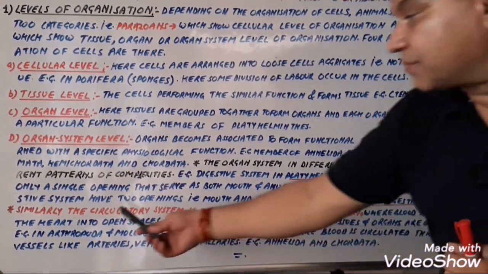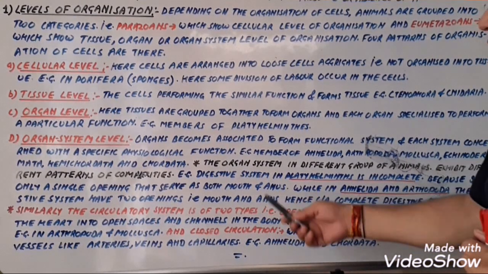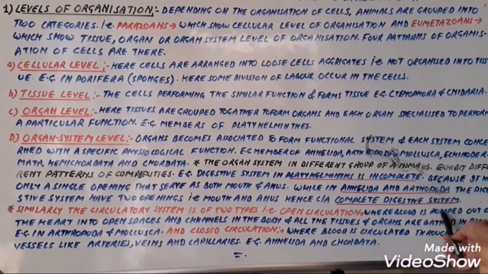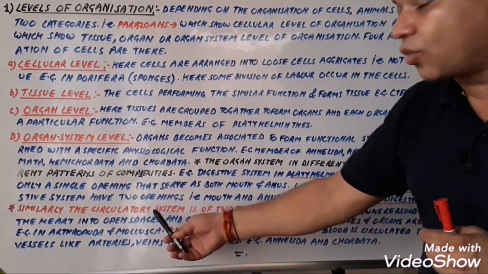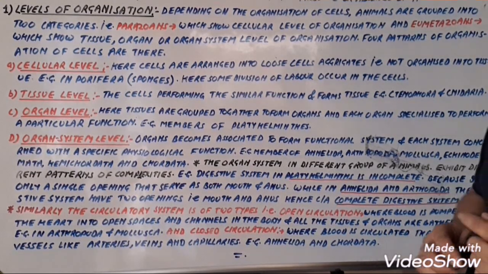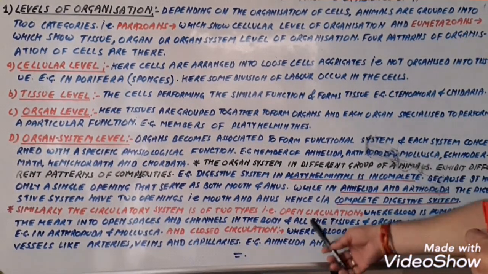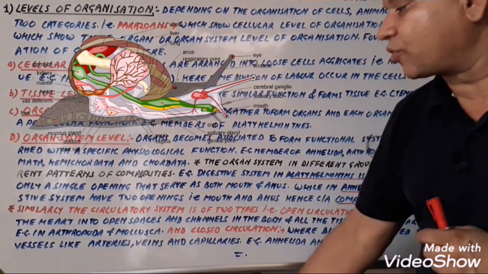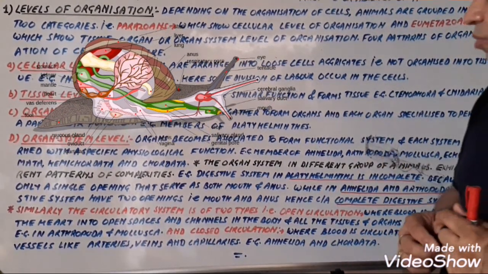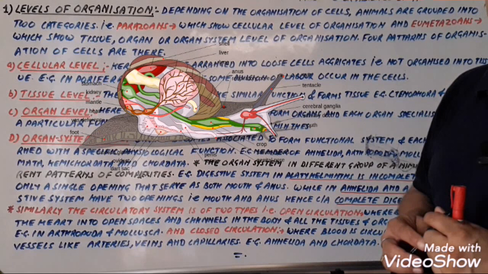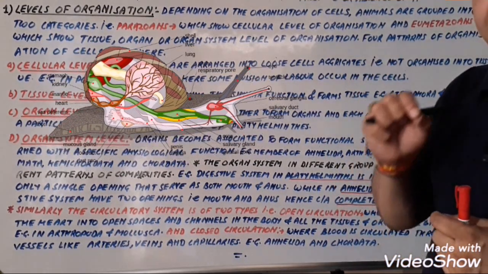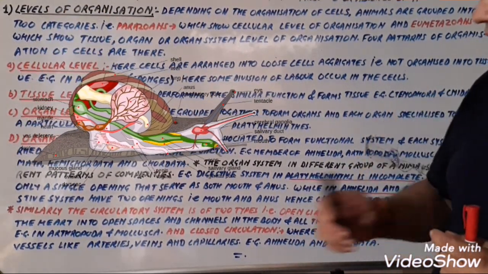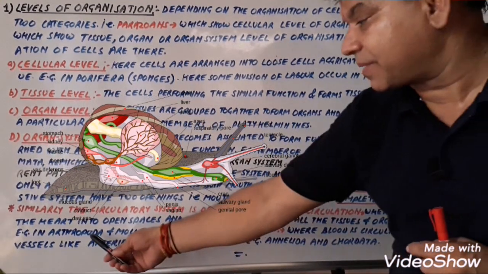Now similarly, the circulatory system is of two types. First is the open circulatory system, where the blood is pumped out of the heart into open spaces known as lacunae, and channels in the body, and all the tissues or organs are bathed in the blood. For example, in Arthropoda and Mollusca, an open type of circulatory system is there, because blood pumps openly throughout the body. Hence it is known as an open circulatory system. For example, Arthropoda and Mollusca.